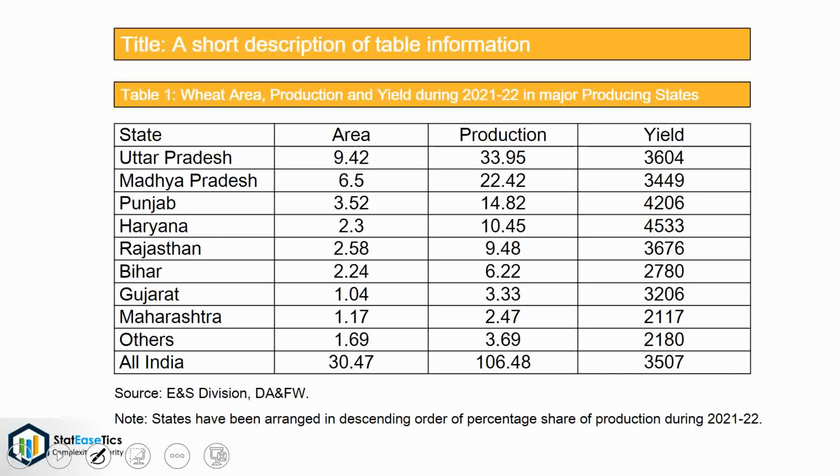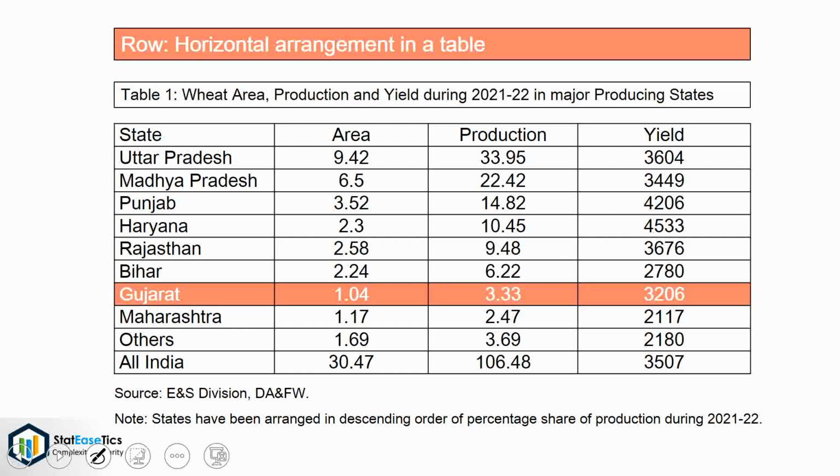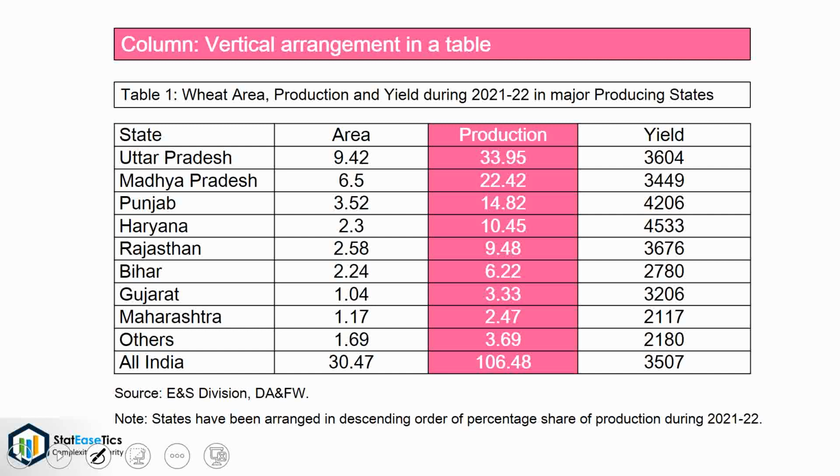Now we will see various parts of tables, starting with title. Title is a short description of table information. Here, table 1, wheat area, production and yield during 2021-22 in major producing states is called title of the table. Row, horizontal arrangement in table is called row. Vertical arrangement in table is called column.